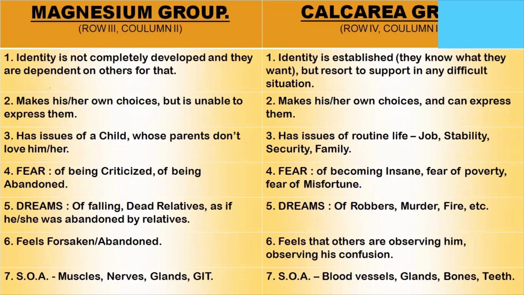In case of magnesium, identity is not completely developed and they are dependent on others for that. In case of Calcarea, identity is established but they resort to support in difficult situations. Magnesium makes his own choices but is unable to express them. That way, for magnesium, the word is repression rather than suppression. Suppression is for natrum and repression is for magnesium. They will not speak a word about their choices.